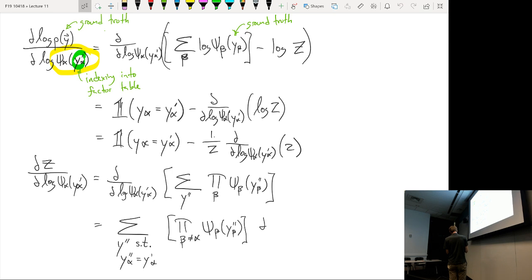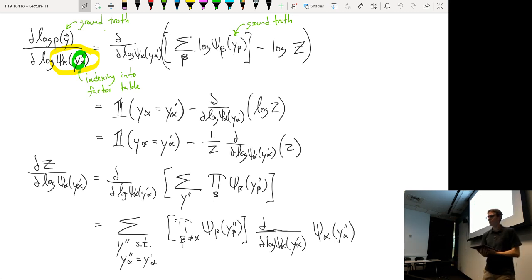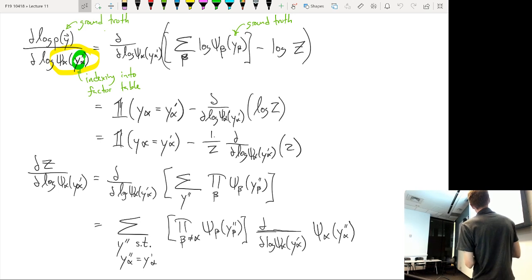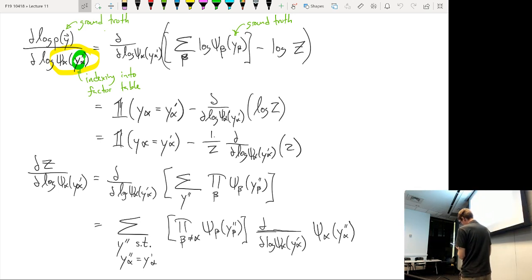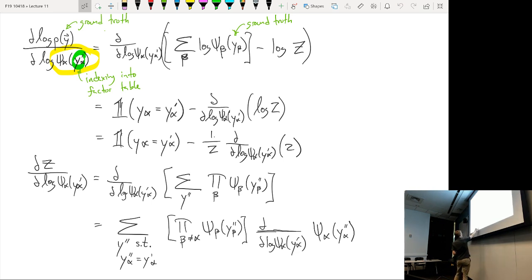Which is going to consist solely of the actual psi alpha of y prime prime alpha. Now, we can actually make one more observation here, which is that because of the restriction in our summation, we know that this y prime prime alpha is equal to y prime alpha.